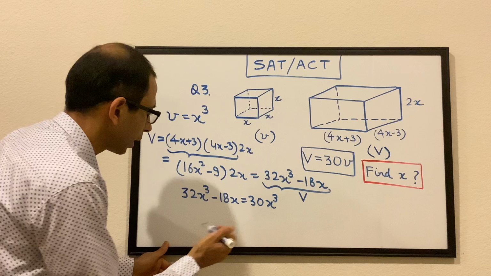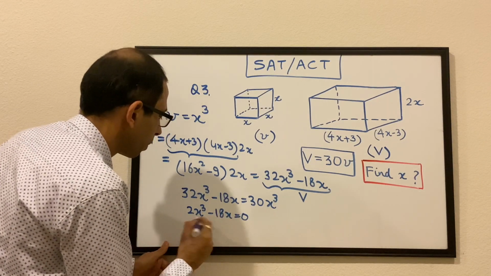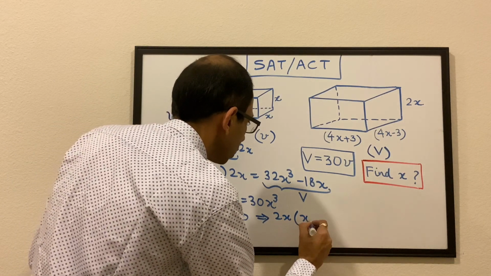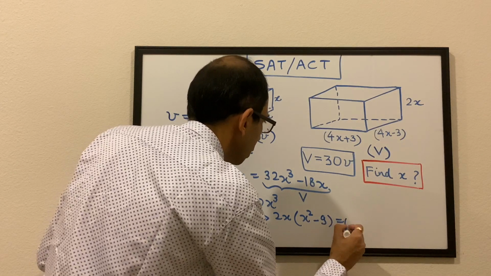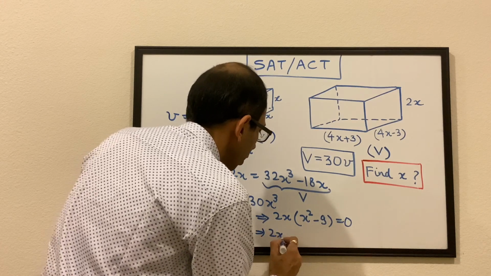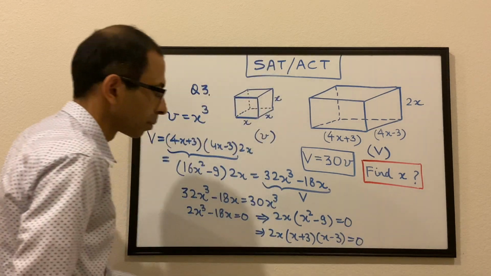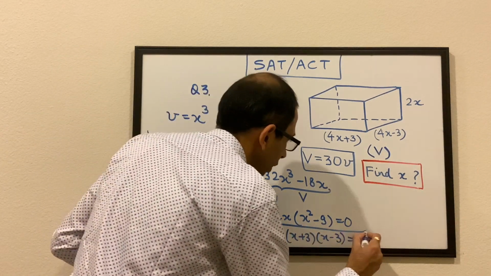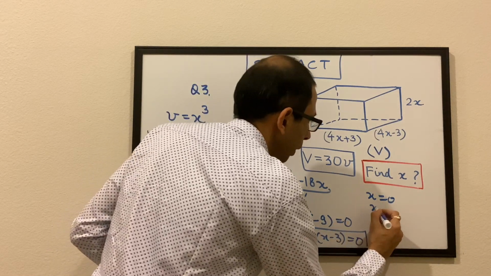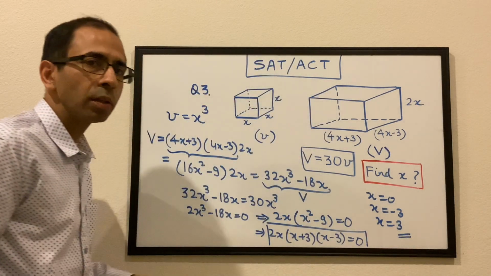We bring everything to one side, so we get 2x cube minus 18x is equal to 0. We take 2x common. So when you take 2x common, you get x square minus 9 is equal to 0. X square minus 9 you can factor as (x plus 3) times (x minus 3), right? So what are the solutions of this equation? The solutions are obviously x is equal to 0, x is equal to minus 3, and x is equal to plus 3. So these are the three possible values of x, right?